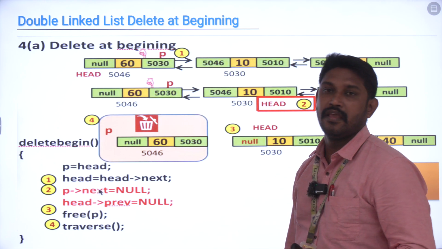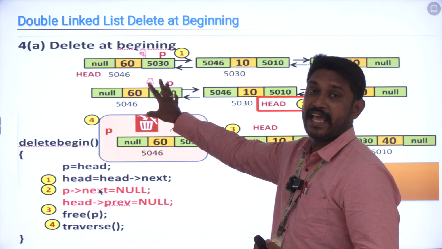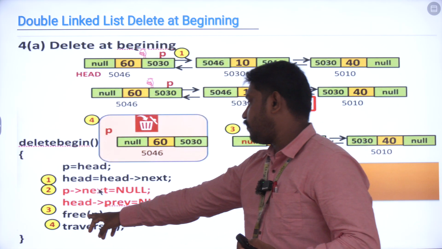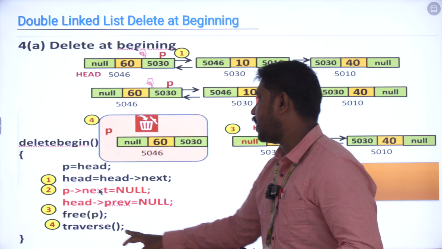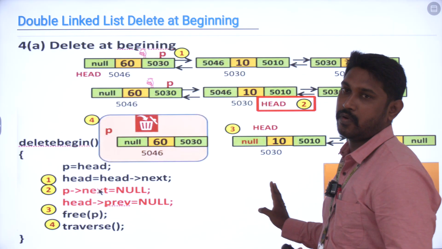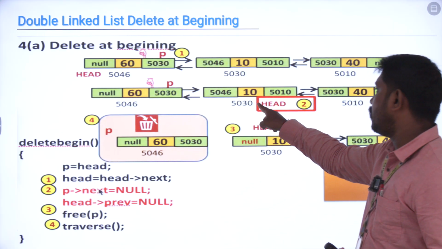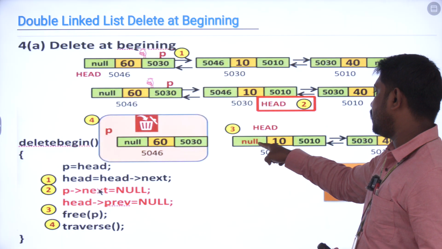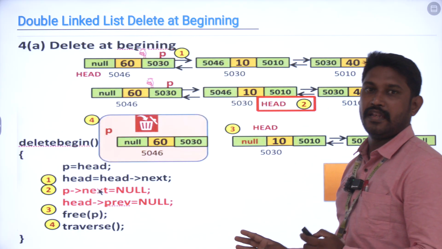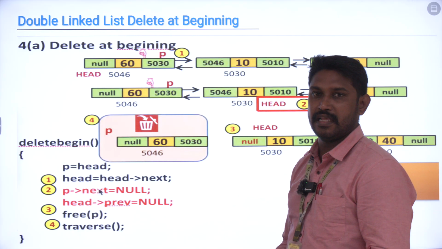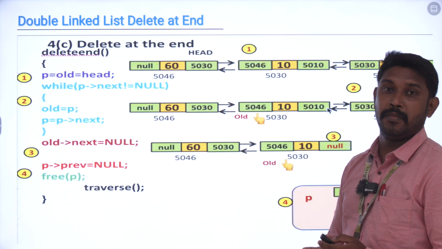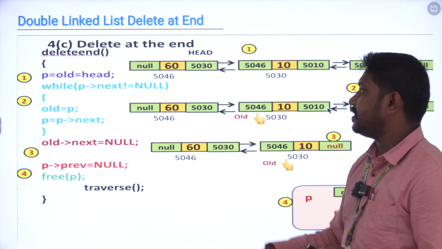With the help of these two lines, we can set this node free. The formula to delete a particular node is free of P. Once this line has been executed, this node has been deleted, and this node will act as the head node. The head node's previous by default will be null, as I told you before. This is how deletion happens at the beginning of a double linked list. Next we are going to see deletion at the end of the list. Let us take the same example.